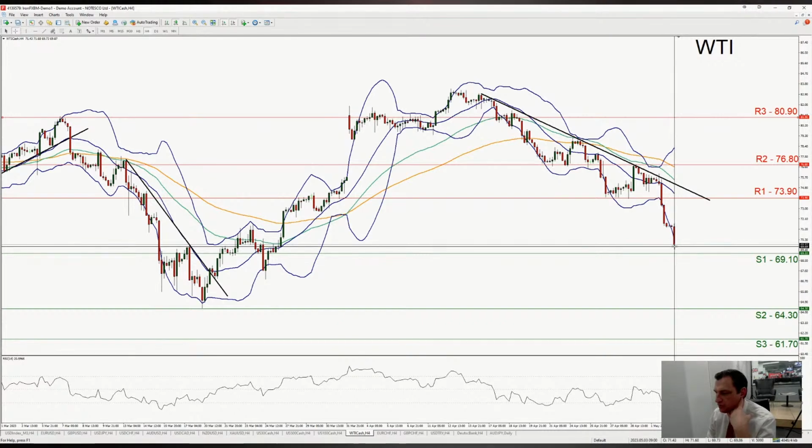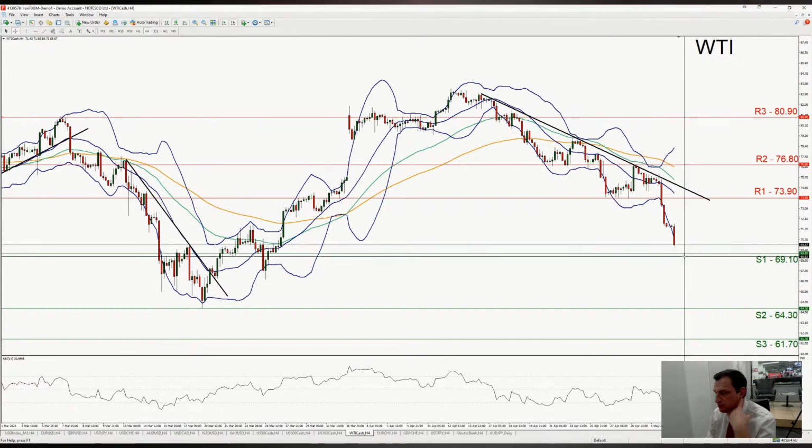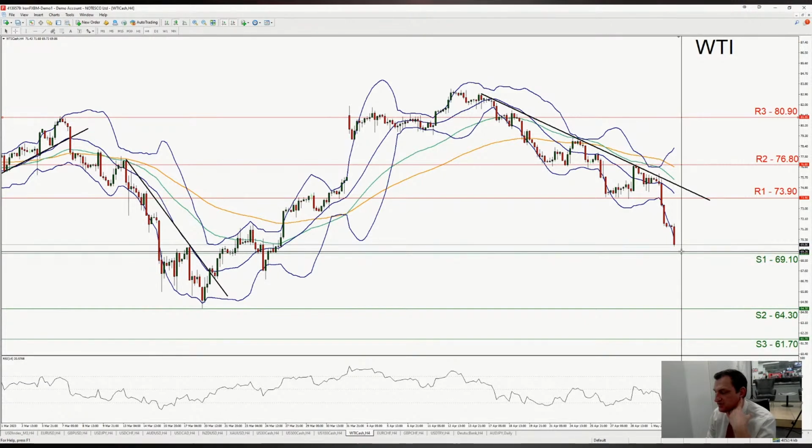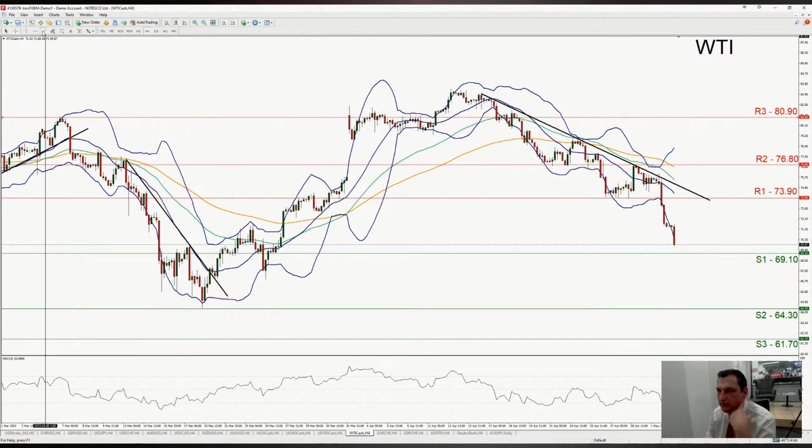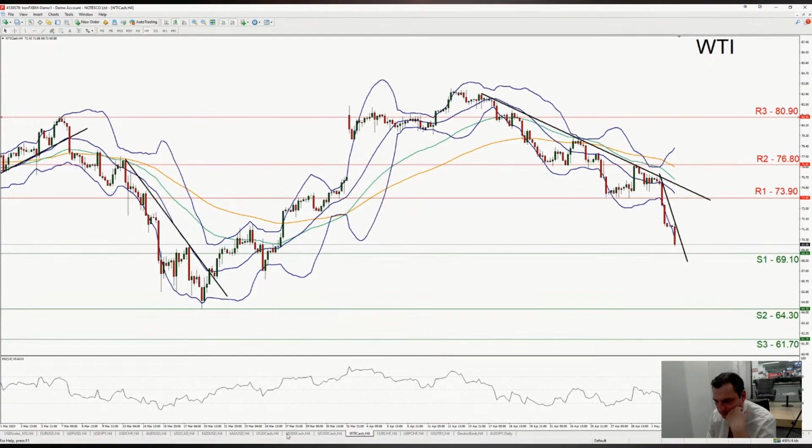Note how the commodity price is actually fast approaching the S1 69.10 support line. Once again, for the time being, we expect the bearish sentiment to be maintained. And we would like to draw a downward trend line here, like this. The commodity price has intensified its slope. Okay, let's have a look at Dow Jones.